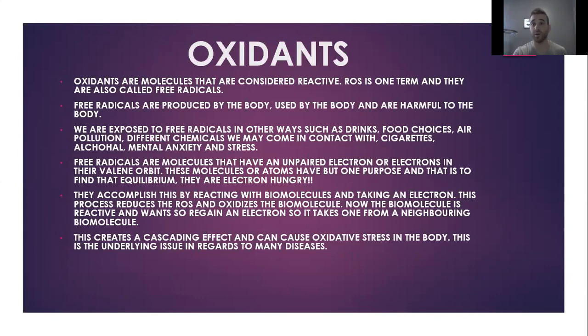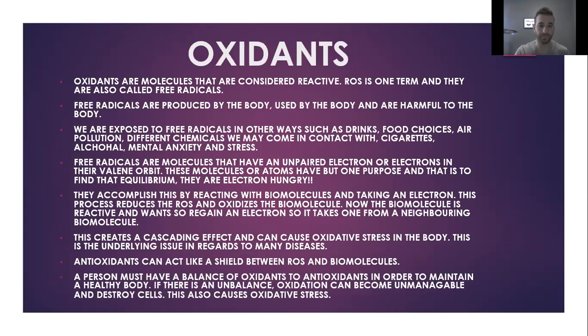That health is our true wealth. Antioxidants can act like a shield between reactive oxygen species and biomolecules. So that's where the antioxidants come in. They protect, they buffer between. They shield our cells.